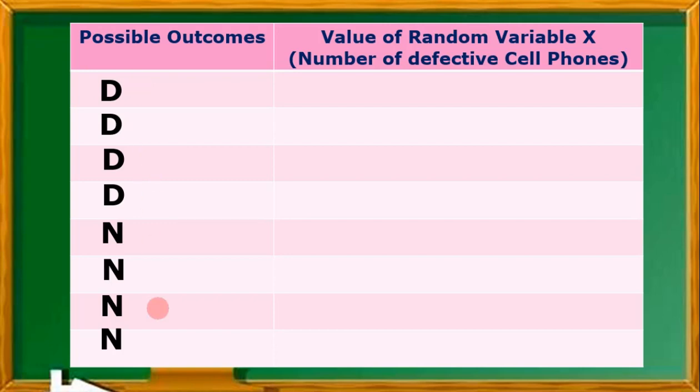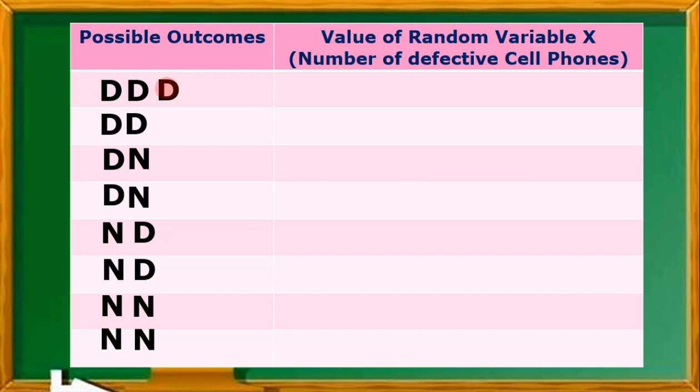And then on the second cell phone, possibilities are defective, defective, non-defective, non-defective. So in this case, we have 4 divided by 2. So 2 defective, 2 non-defective, 2 non-defective, and another 2 non-defective. And on the third cell phone, it's just an alternate: defective, non-defective, defective, non-defective, and so on and so forth. Okay. Once we're done, then how many Ds?